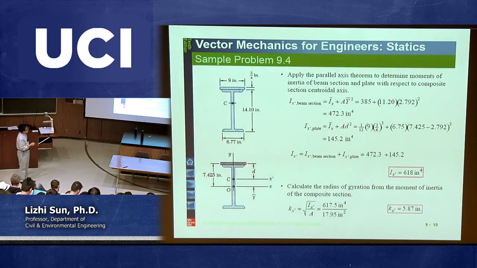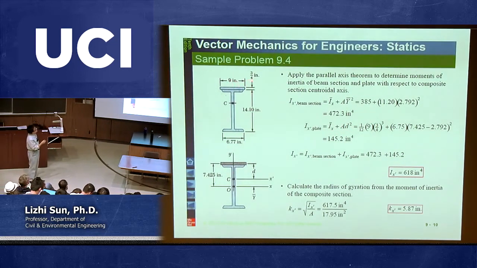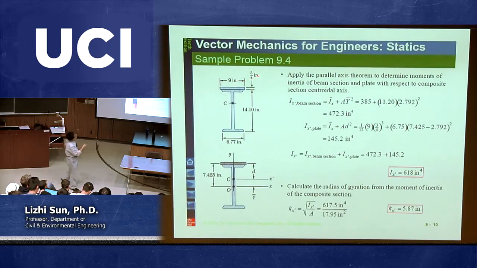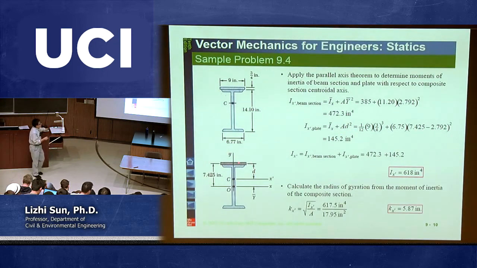Again, what is A? A is the area. That's easy enough, right? So 9 times 3/4 is 6.75. That's A. Then what is D? D is the distance between these two parallel axes. So this is one axis, this is another one, and that's D. They already indicate this is D. So what is the D?